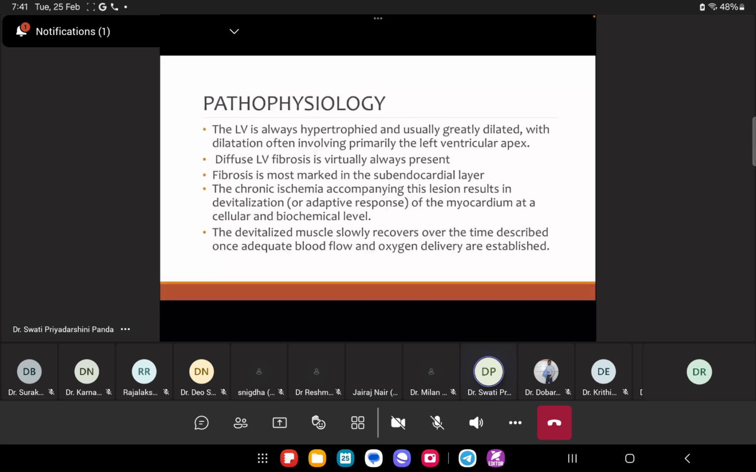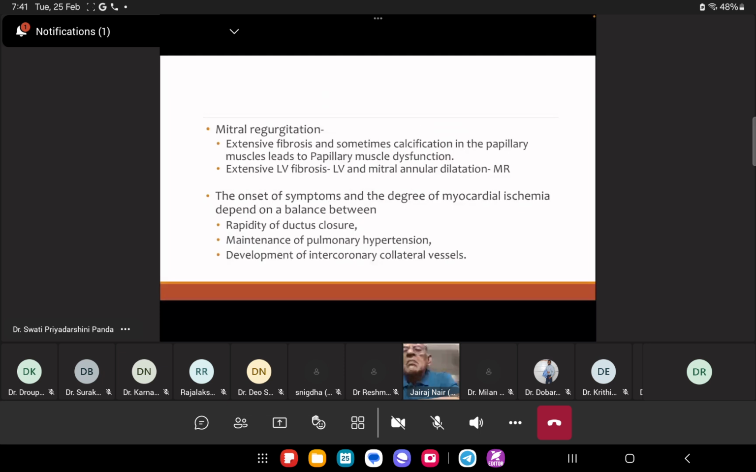The left ventricle is always hypertrophied and usually greatly dilated, with dilatation often involving primarily the apex. Diffuse left ventricular fibrosis is virtually always present, mostly marked in the subendocardial layer. The chronic ischemia accompanying this lesion results in devitalization or an adapted response of the myocardium at a cellular and biochemical level. The devitalized muscle slowly recovers over time once adequate blood flow and oxygen delivery are established.